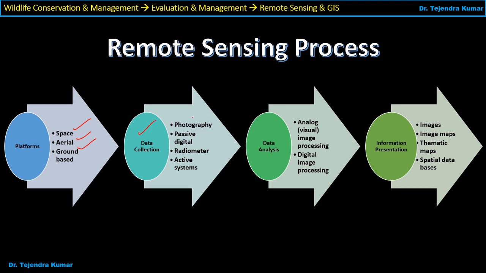Data collection is in the form of photography, as I explained, by aircraft or anything. Passive digital kinds of things can be done in case of the passive system, where the energy source is a natural energy source that is available. Radiometers are also used for data collection, because radio kinds of waves are used sometimes. Okay, active systems.